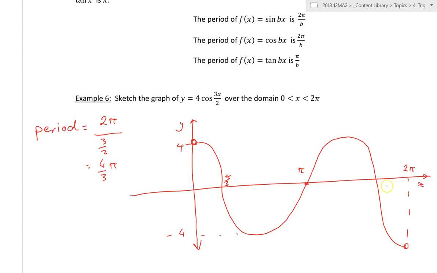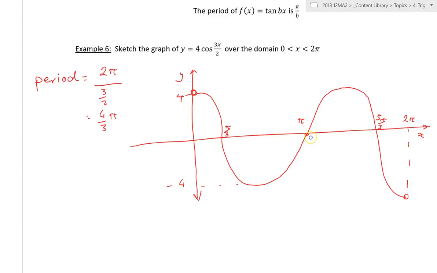I also have 5 pi over 3 at that point there. I can put my stationary points in, I suppose, but that looks pretty good. The video's blowing out, so there we go. That is graphs of trigonometric functions.